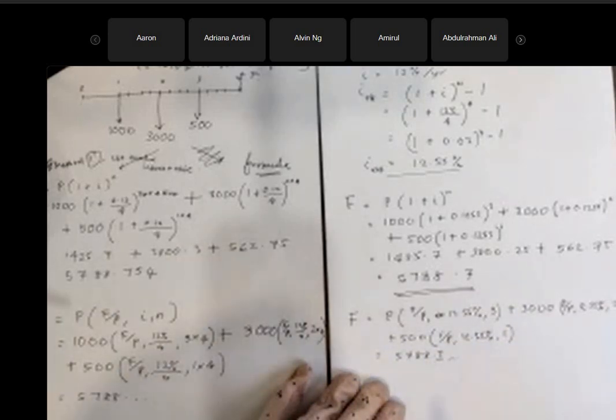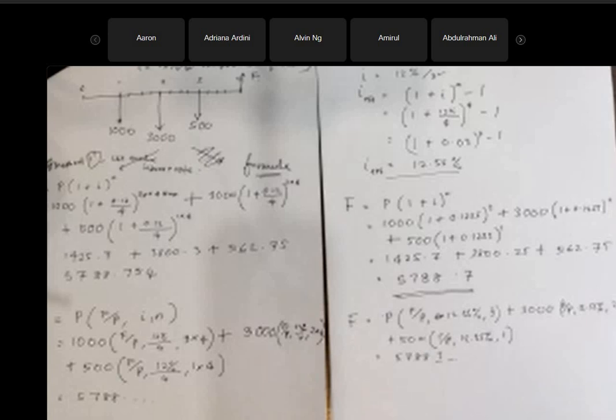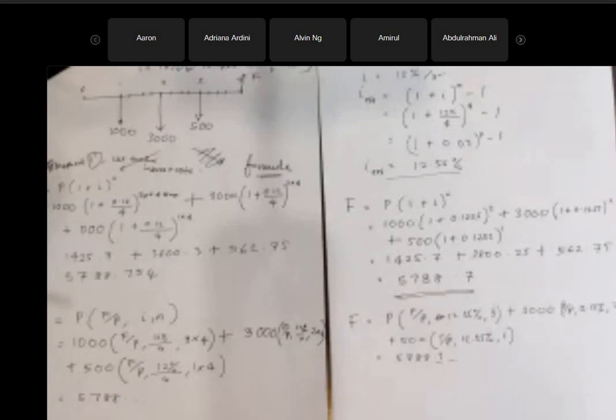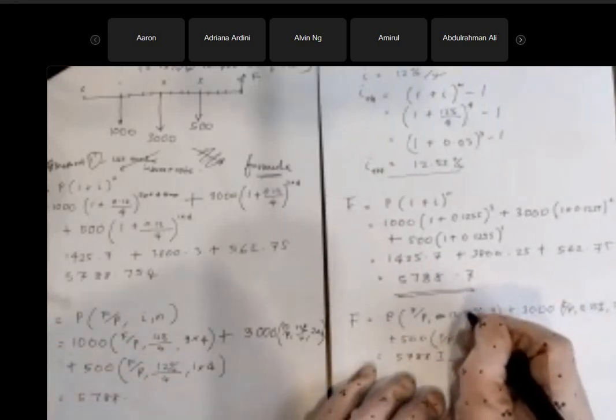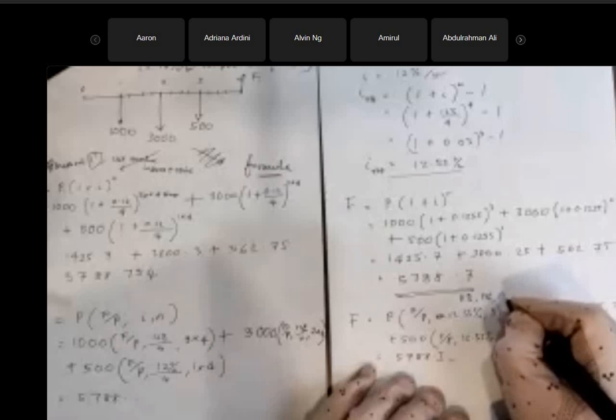Okay, I just want to ask you, if you alert about this one, can you use this table? Can you use this by using the table? Maybe you cannot. Okay, ada yang kata tak boleh. Why? Why Adriana? Maybe you explore what is the content in the table, right? Betul tak? Because in the table there is no 12.55% here. Dia ada 11% and 12%, 13%, macam tu.